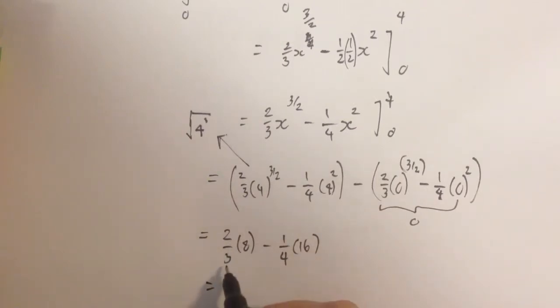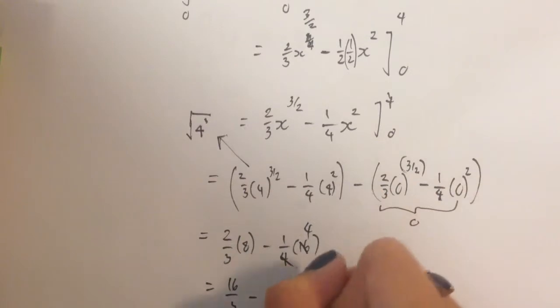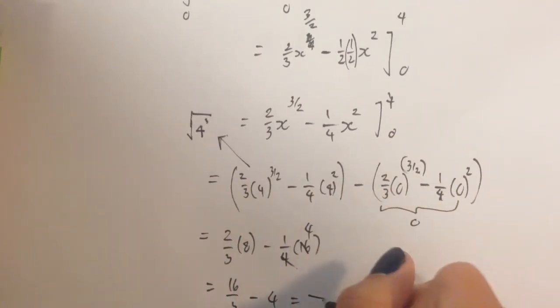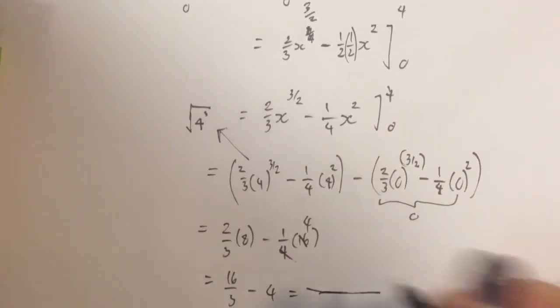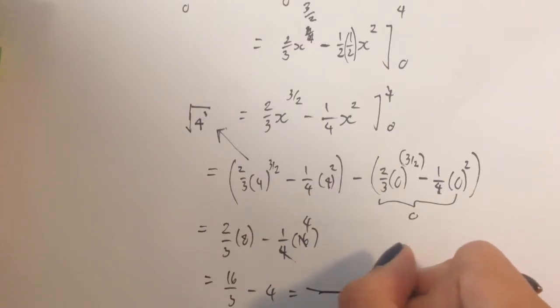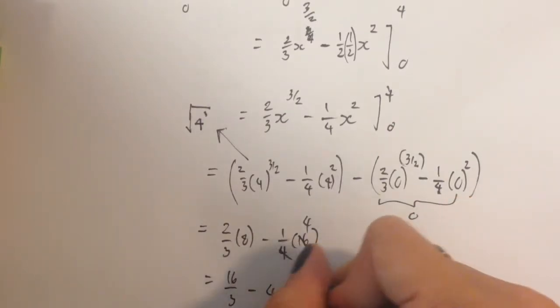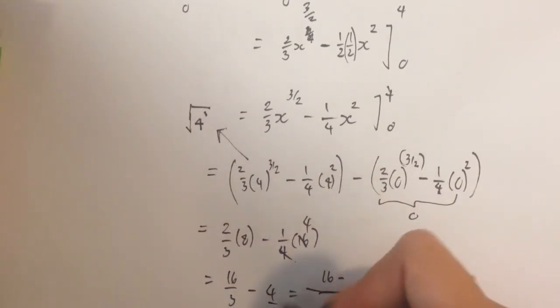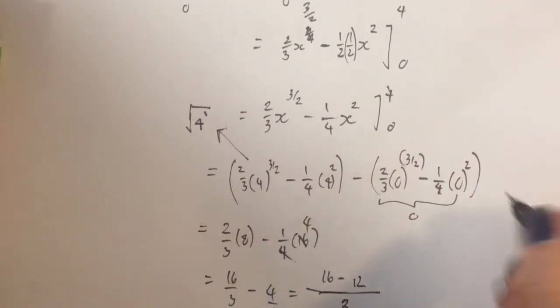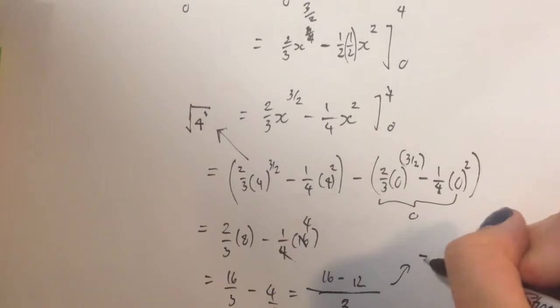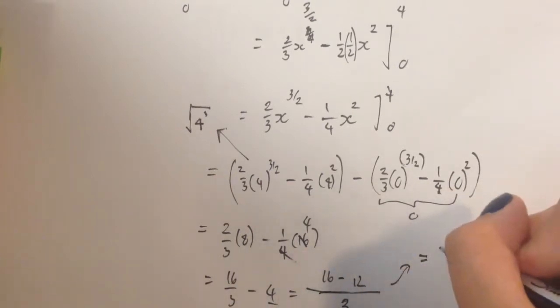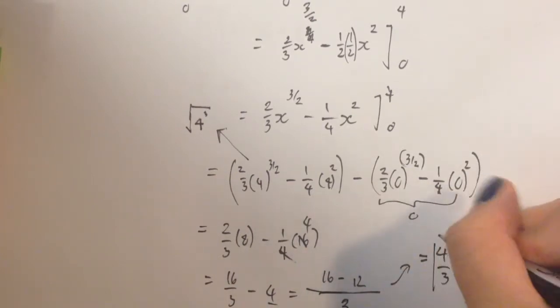And so that's basically 16 divided by 3 minus 4. We find the common denominator, which is 3 at the bottom, so 16. Because we have to multiply by 3 at the top, it's 12, and so the answer equals 4 over 3. So that's part A.